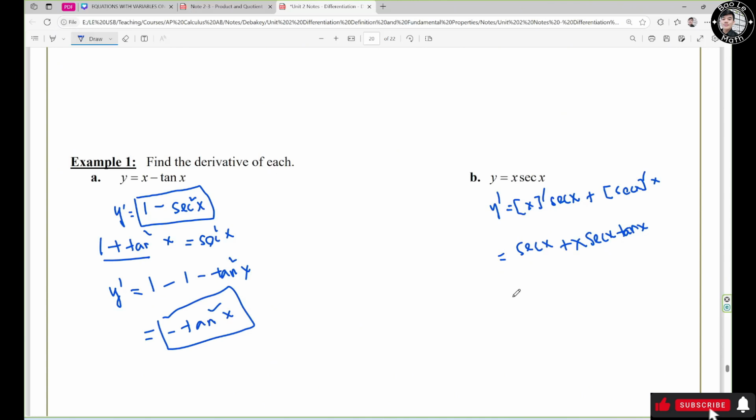So you can factor a secant s out. So it's going to be 1 plus s tangent s, right?